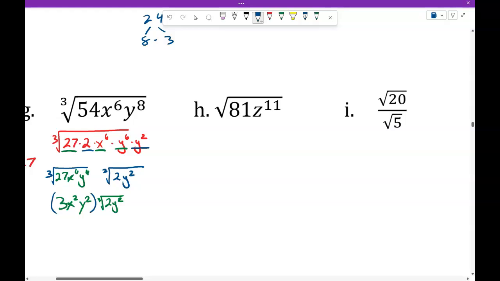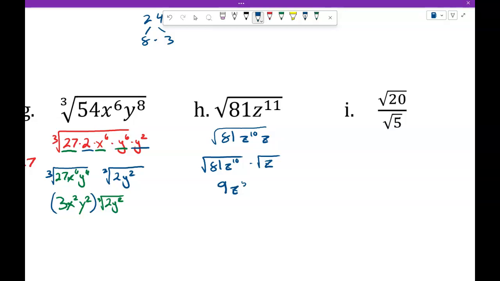81 is a perfect square, so we don't need to change that. But z to the 11th is not, so we need to factor it to be z to the 10th times z. It means we'll have the square root of 81 z to the 10th times the square root of z, leaving us with 9z to the 5th square root of z. And again, making sure we know that's an exponent and not an index.